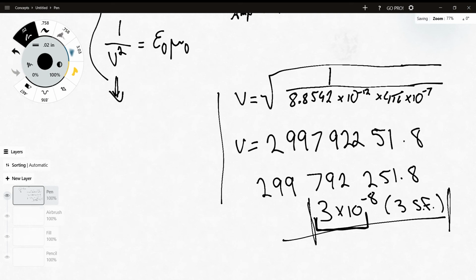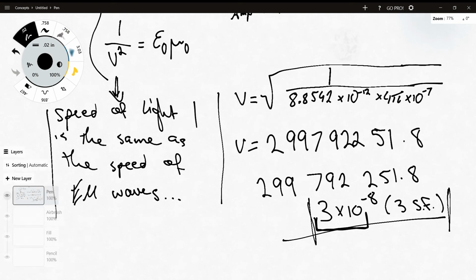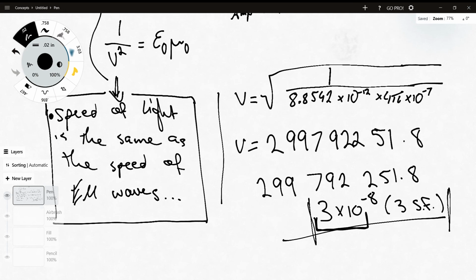And that was the exact same thing: that the speed of light is the same as the speed of electromagnetic waves. Now, if you think about this, we're talking about two things that seem different, but they're essentially the same thing. Waves carry energy. Light is both a particle and a wave. So light travels as a wave, and it carries energy.